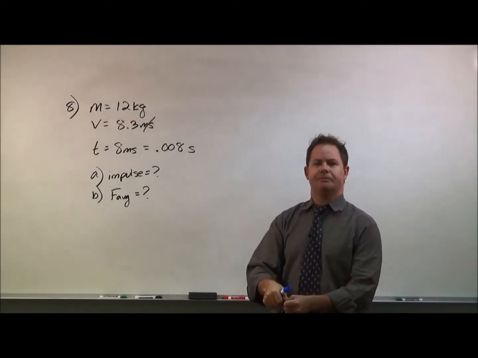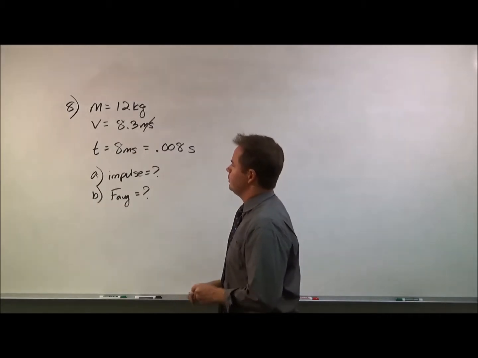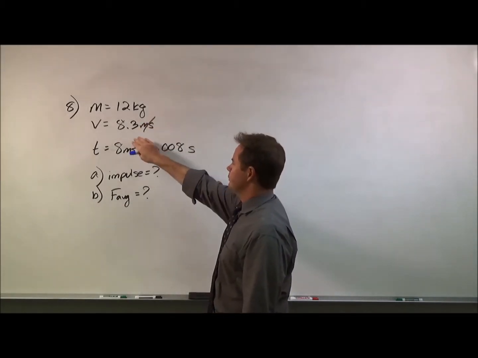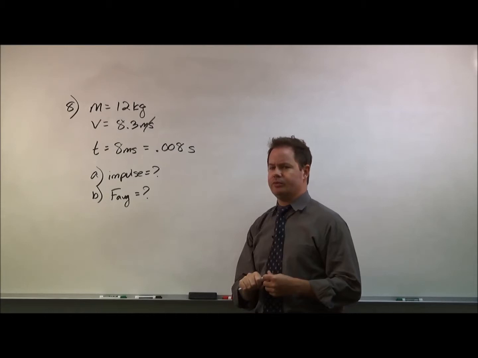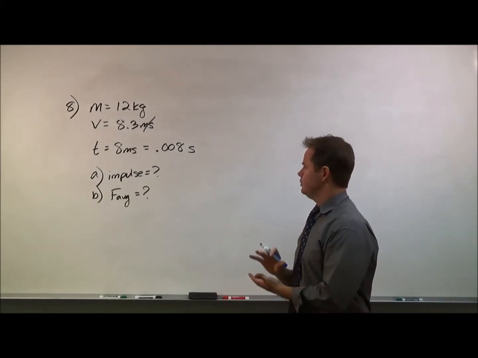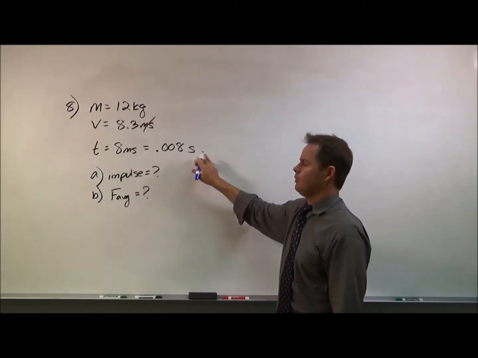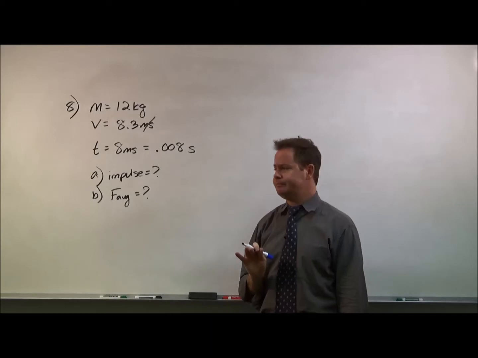and the hammer came to rest after traveling at an initial velocity of 8.3. So our hammer had a mass of 12 kilograms and an initial velocity of 8.3 meters per second. And then the time over which the hammer came to rest was 8 milliseconds, which is equivalent to 0.008 seconds once we do that conversion.